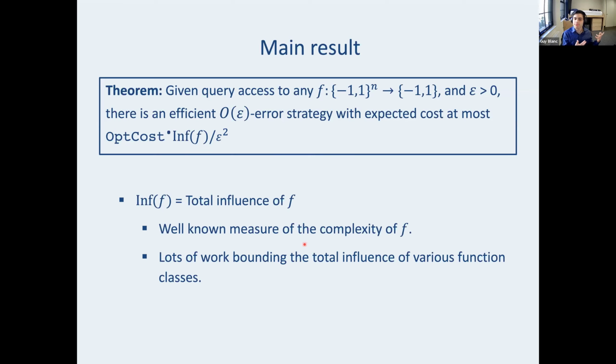So if you have some very complex function, then maybe our strategy won't give you a good approximation ratio. But if your function is somewhat simple, then you can get a nice approximation ratio. And a nice thing is people have spent lots of blood, sweat, and tears bounding the total influence of various function classes. So if we assume your f is within some class, even if we can't inspect it, even if we just have query access, then we immediately get a bound on the total influence, which immediately gives us a bound on the approximation ratio of our strategy. Any questions here?